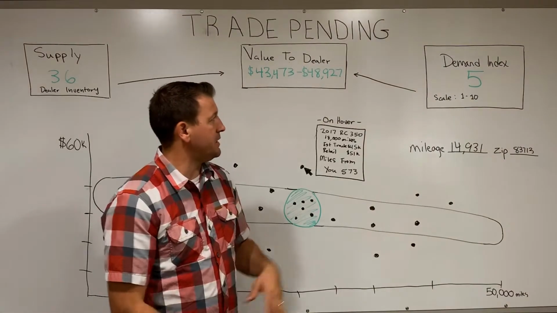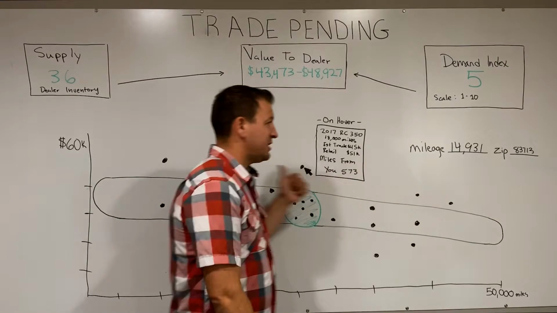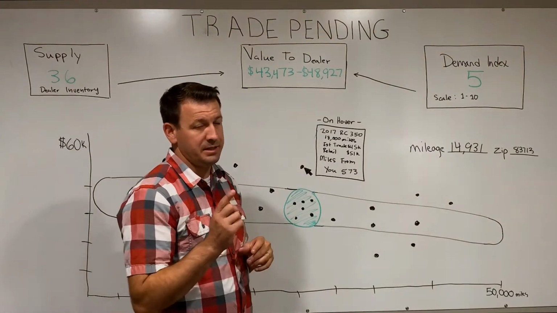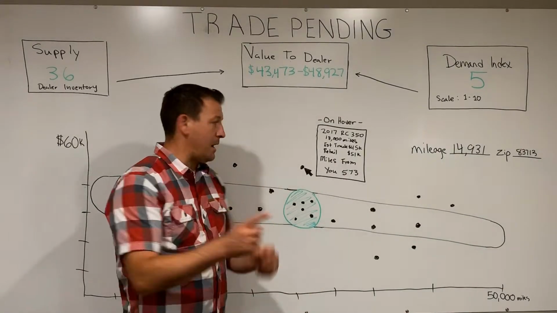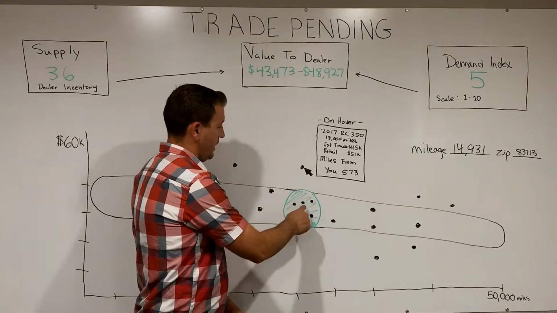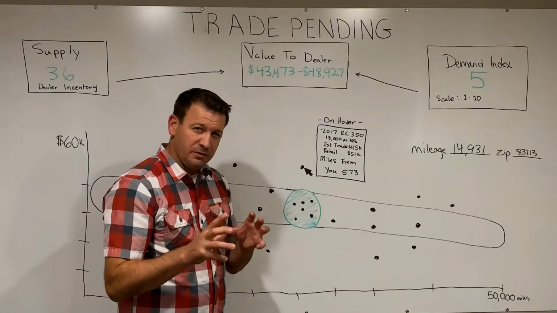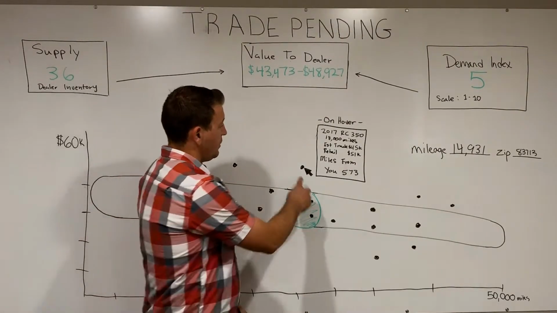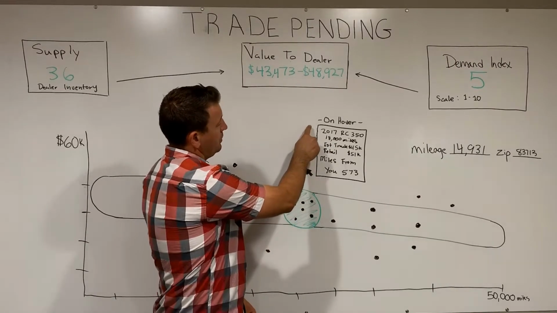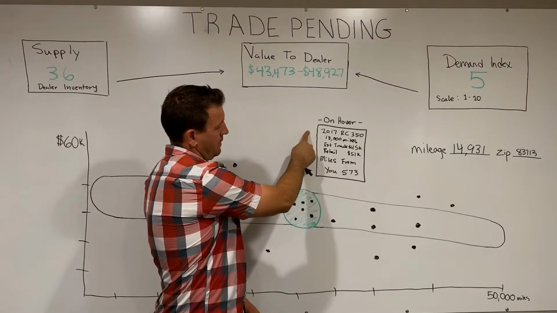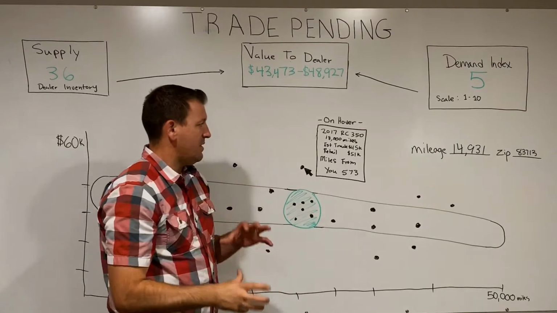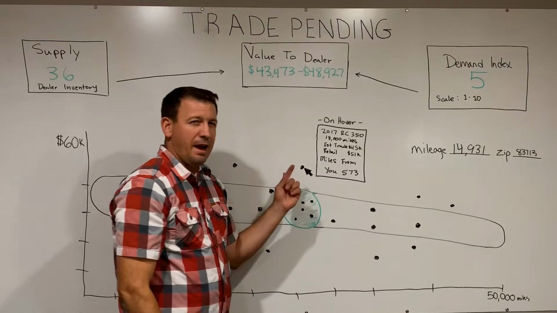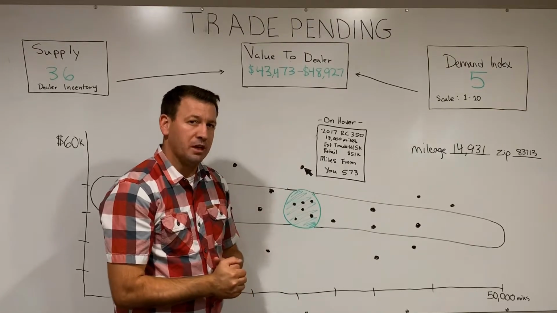The value to the dealer is a combination of demand, supply, and the other thing that I told you to watch out for, condition. When you take your mouse and hover over each one of these dots, it's going to show you a piece of information about the market and cars that are in your area. So if you hover over this, it will show you the year, the make, the model, the miles, the estimated trade value, the estimated retail value, and how far that car is from your location.